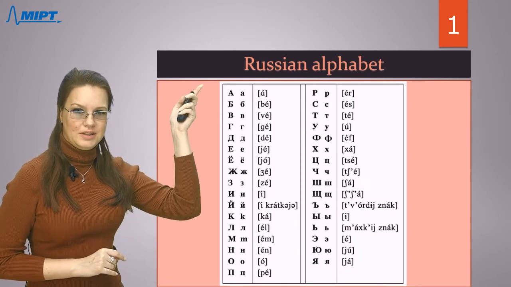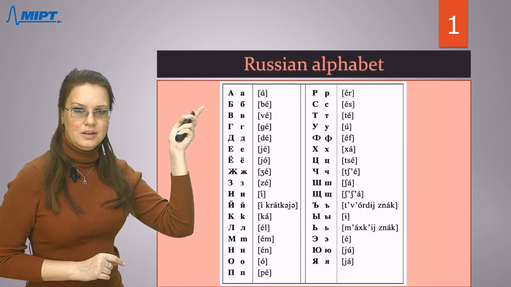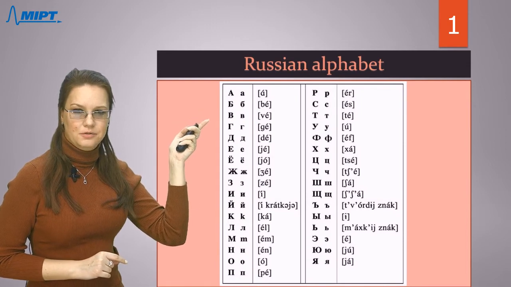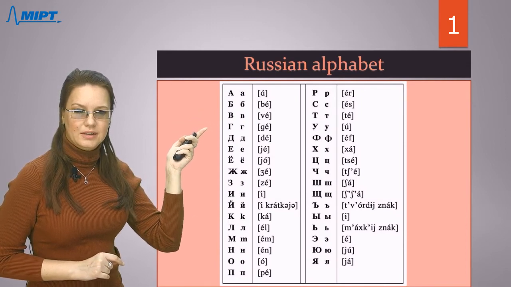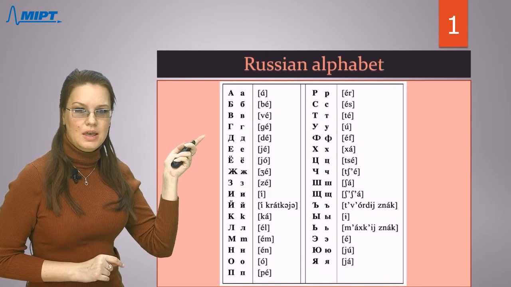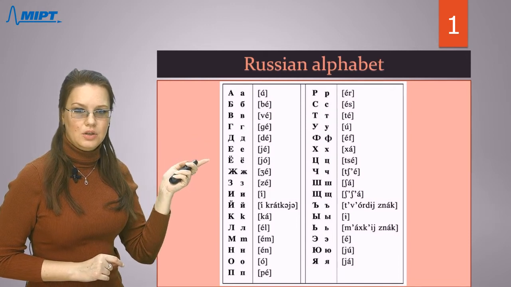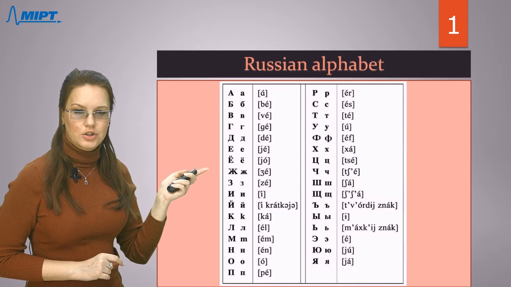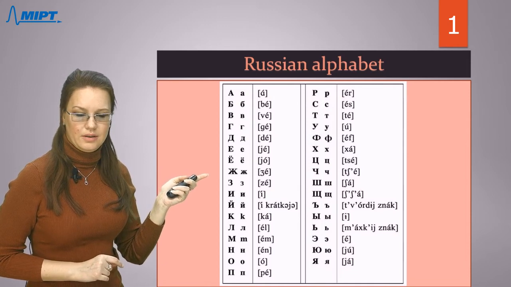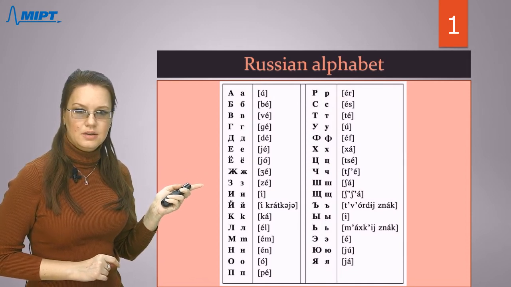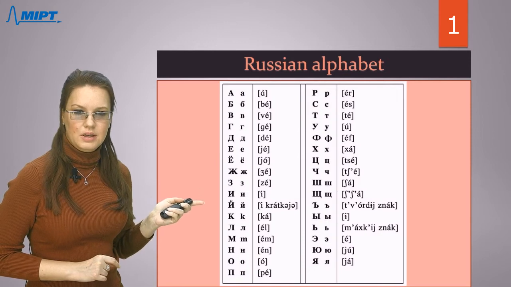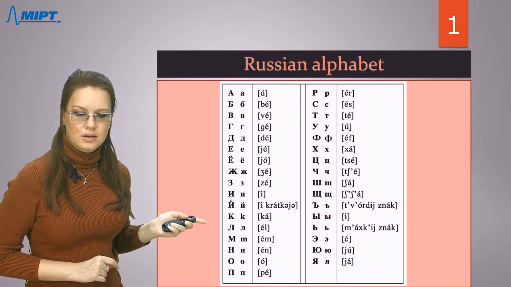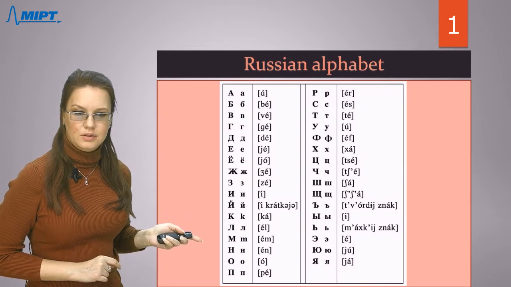So let's get started. А, Б, В, Г, Д, Е, Ё, Ж, З, И, Й (И краткое), К, Л, М, Н, О, П.